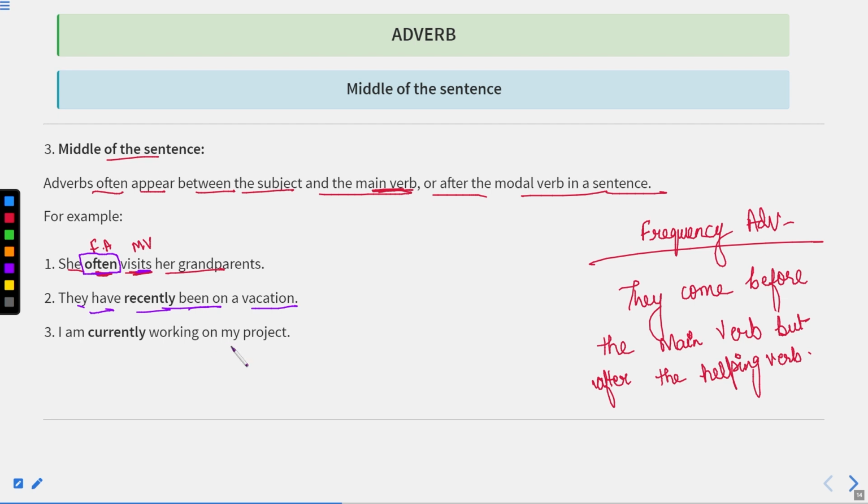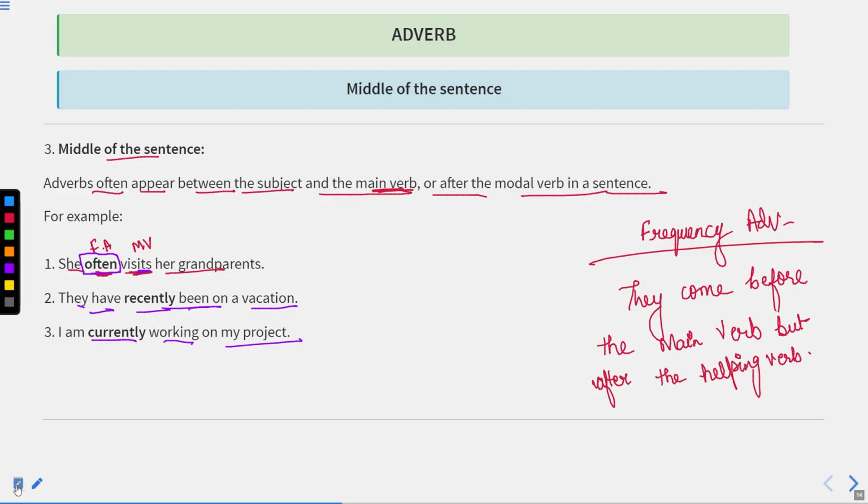I'm currently working on my project. However, the sentence can also be said like, currently I'm working on my project. Only the position of the adverb changes, but whenever we change the position of the adverb, that can entirely change the structure or the meaning of the sentence.